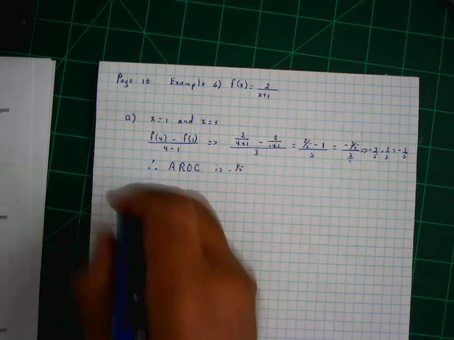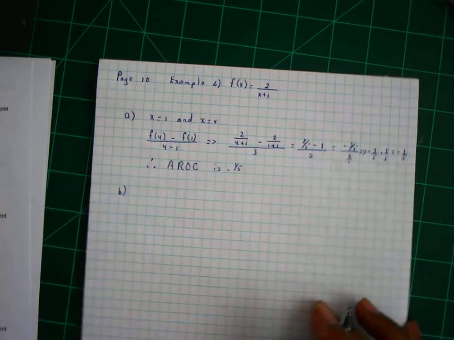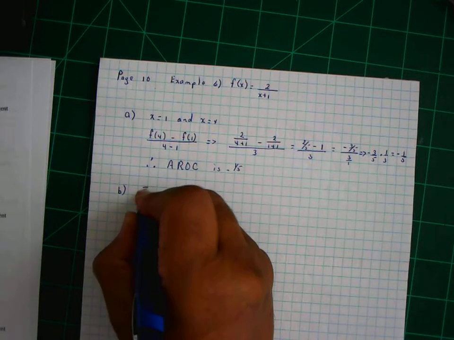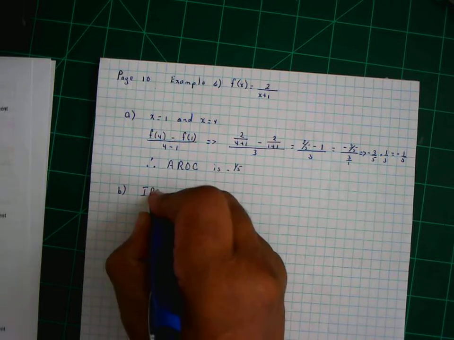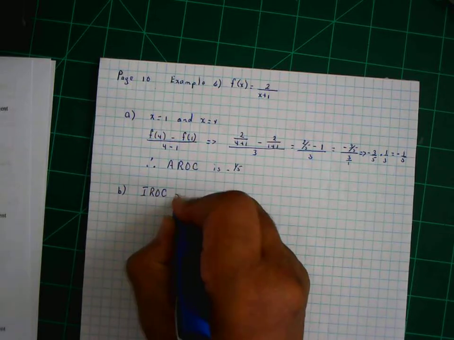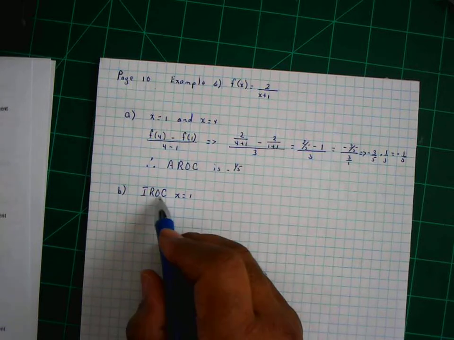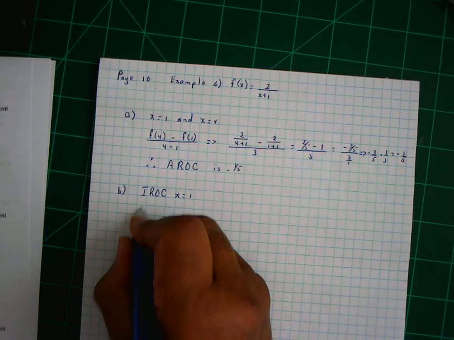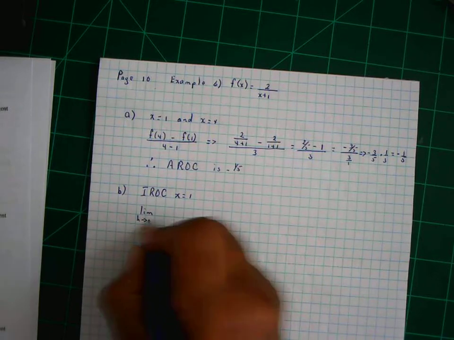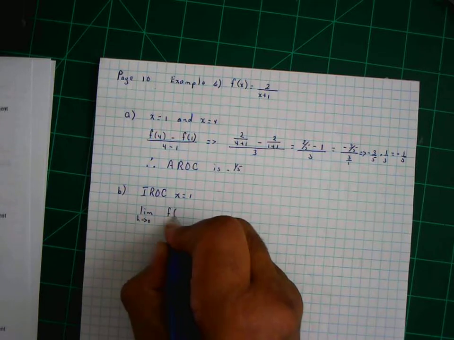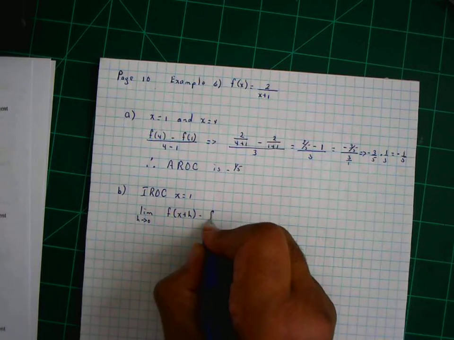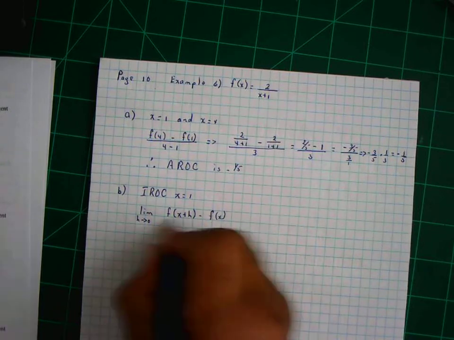Now for part B, we're looking for the instantaneous rate of change, and that's at x equals 1. Instantaneous rate of change at x equals 1. Now sometimes I put an O in there and sometimes I don't, but I know what it means there. Now to do that, we're going to write it this way. The limit as h goes to 0 of f of x plus h minus f of x, all divided by h.